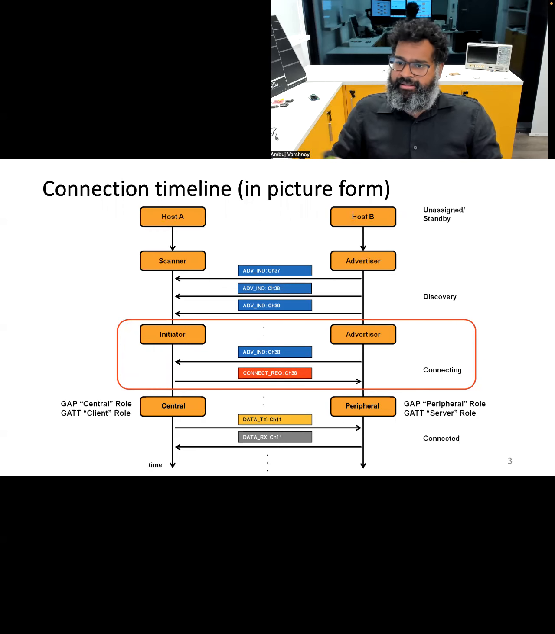As you can see, the establishment of the connection mode actually starts with the exchange of advertisement packets. And once these advertising packets have been used to discover the other node, a connection is established between these two devices.